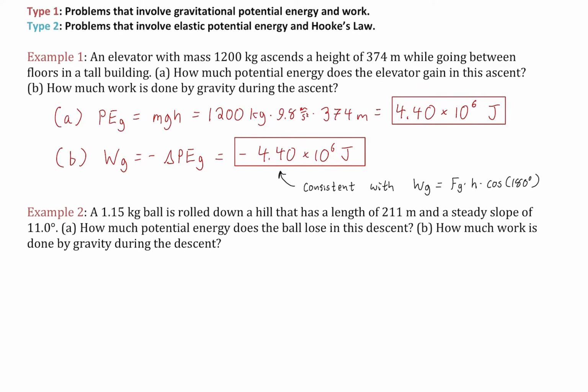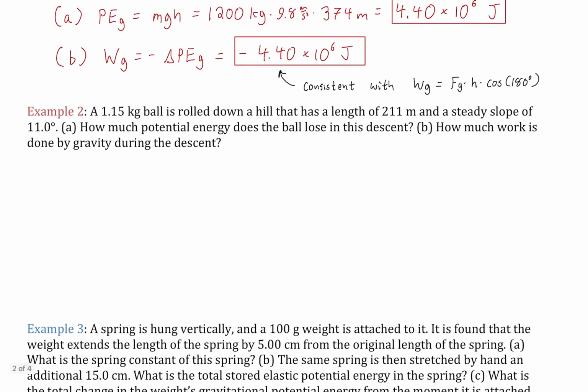And this is consistent, as I said before, with the idea that the work of gravity is the force of gravity times height times cosine of 180, because they're opposite directions. The force of gravity is down, that's the vector, and the displacement is up. So the angle between them is 180. Cosine of 180 is negative 1. That's why gravity does negative work. I think I made the point enough.